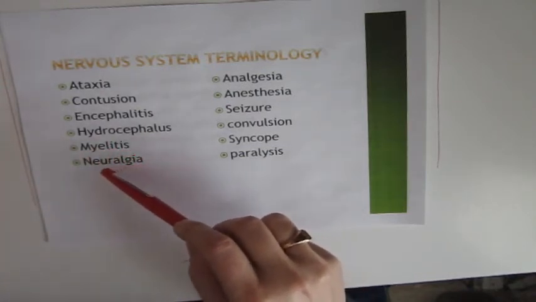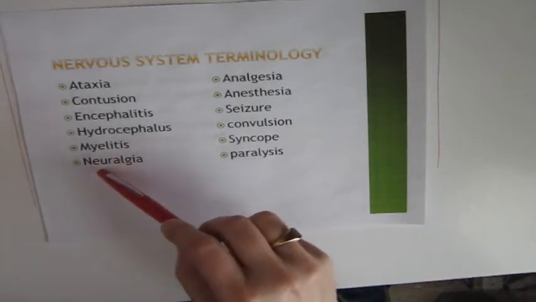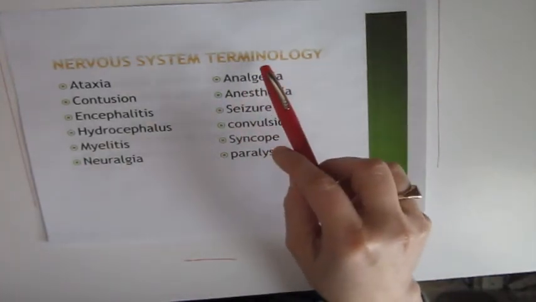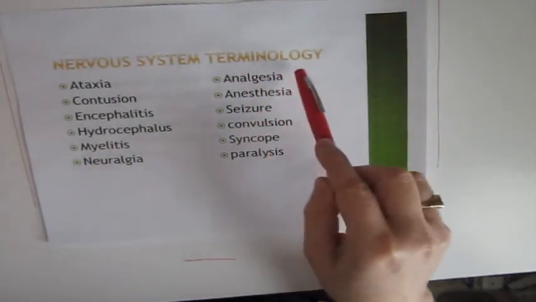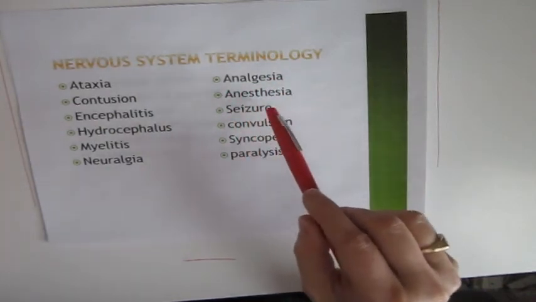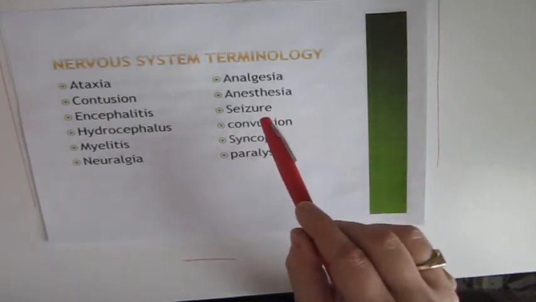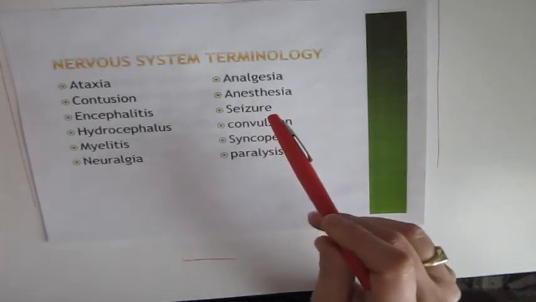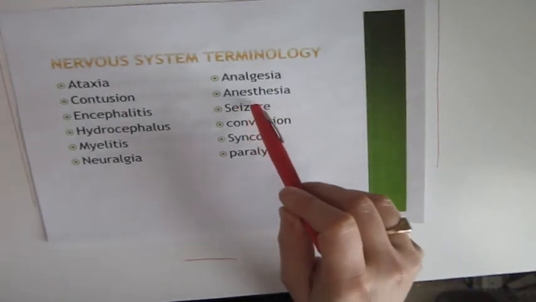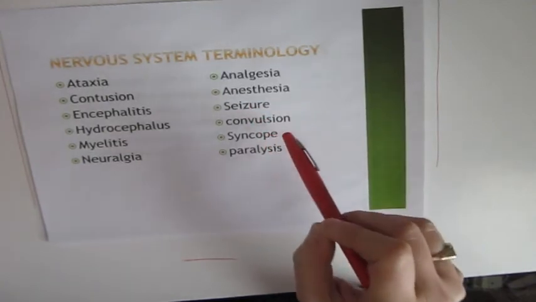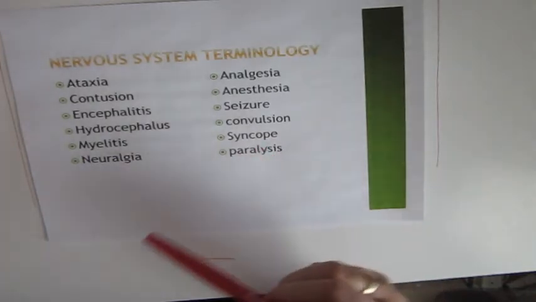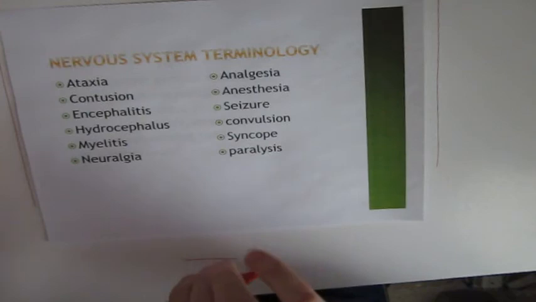Neuralgia has to do with nerve pain. So algia is pain, neuro, so pain of the nerve. Analgesia. So gesia, again, pain. An is without, so without pain. We already talked about anesthesia. A seizure is a sudden involuntary contraction of some muscles caused by a brain disturbance. Convulsion is another term that we use to talk about seizures. Syncope is a fancy term for fainting. And then we have paralysis, which is a loss of voluntary movement or immobility.